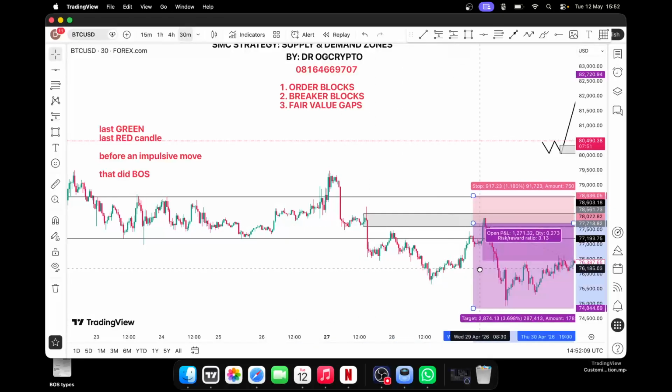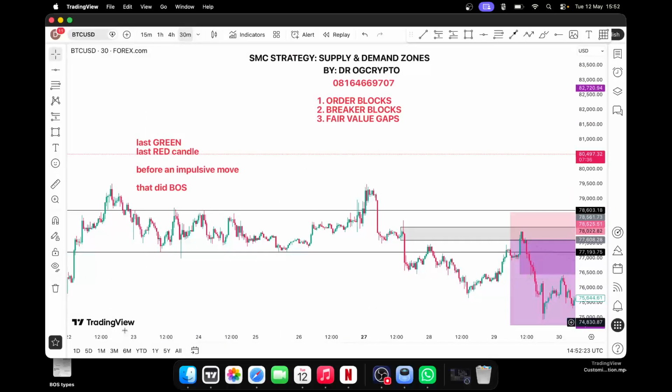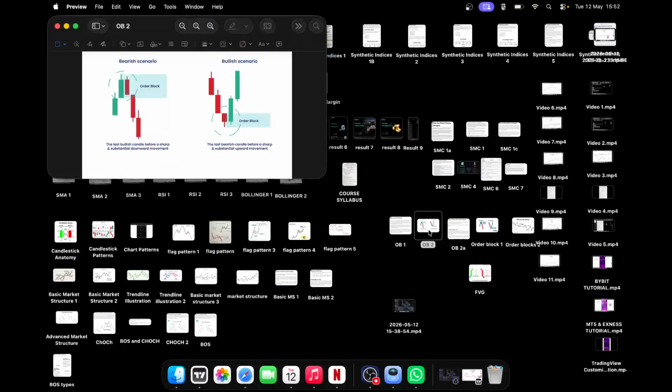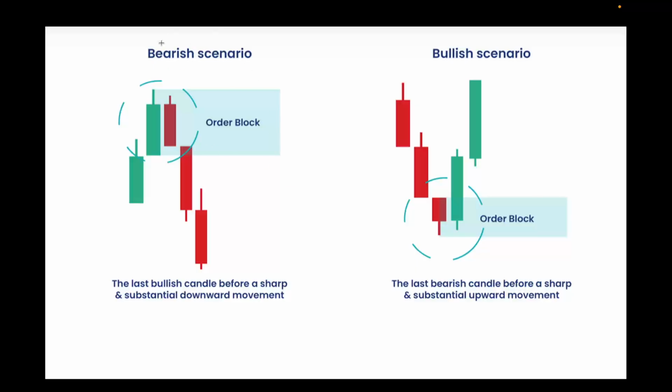You get? That did what? Break of structure. You can see that there's a break of structure because this is the low we knew before, and it has broken it. So this is an order block. I'm very sure you now understand what bearish and bullish order blocks are. So we use it very well. For your more understanding, in a bearish scenario, that is when the market is selling, the last green candle before those impulsive moves that did a break of structure is what is referred to as a bearish order block.